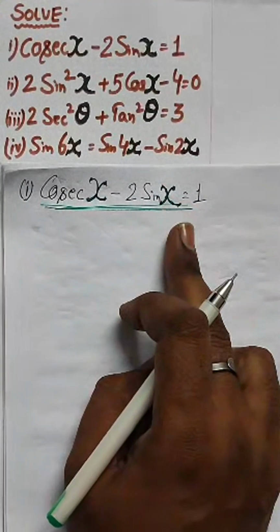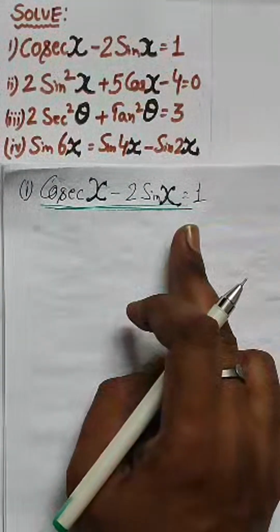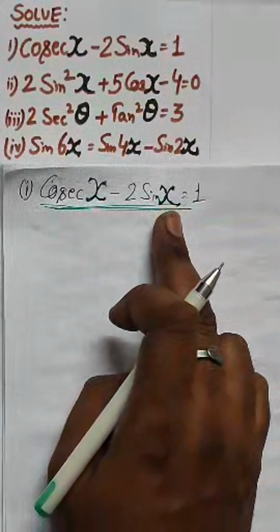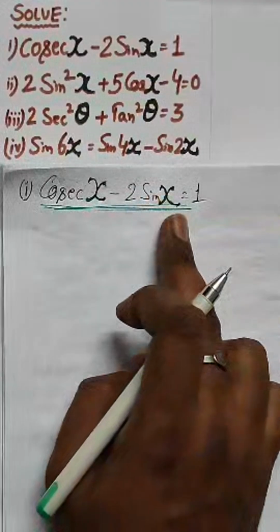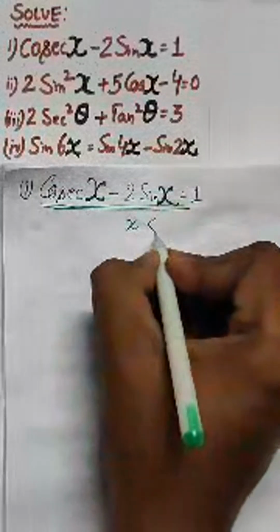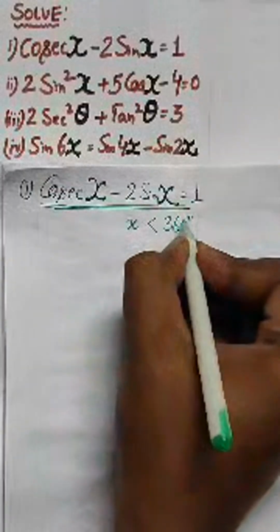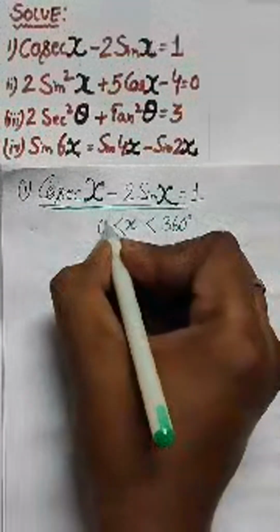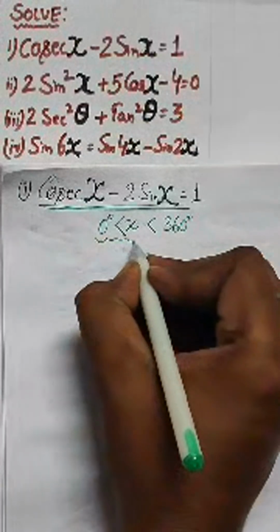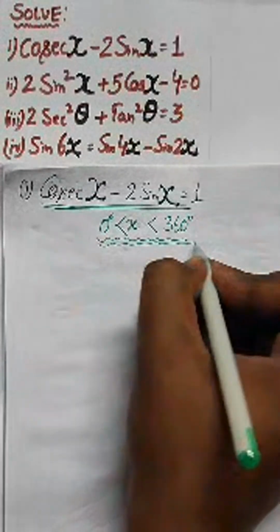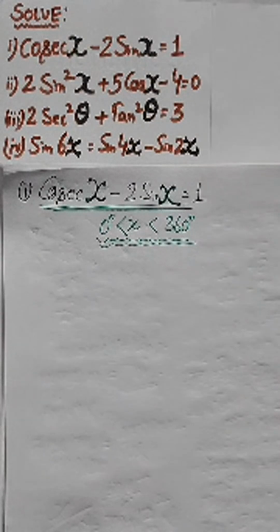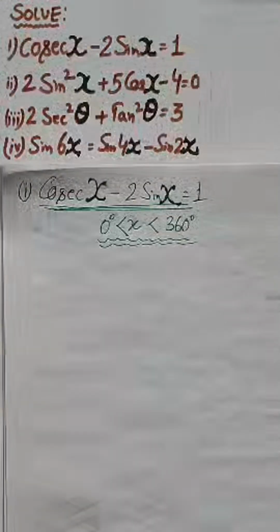Now it's also given that we need to find the value of x in such a way that the solutions of this equation lie between 0 degree and 360 degree. That means the value of x should be greater than 0, but it should be less than 360, right? Now we will simply take up this question.